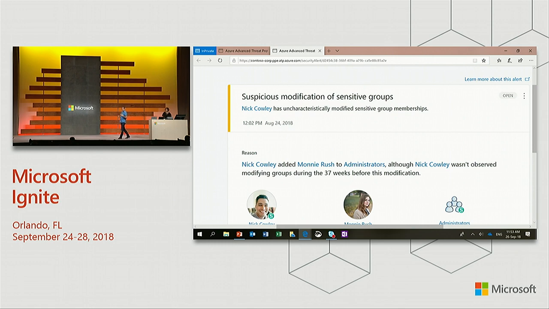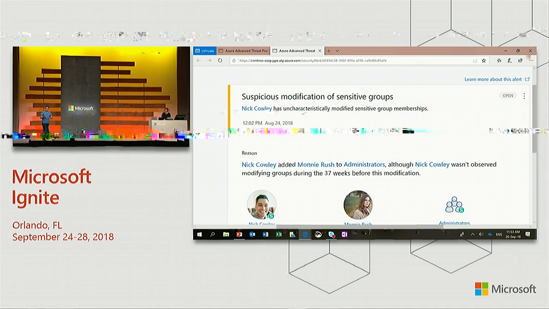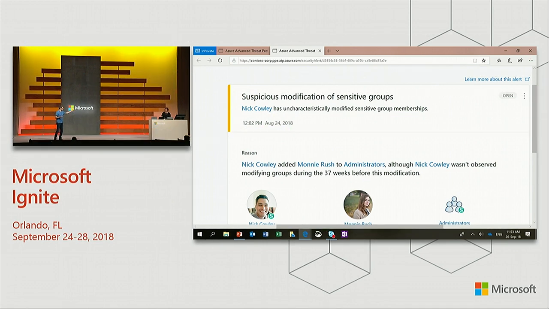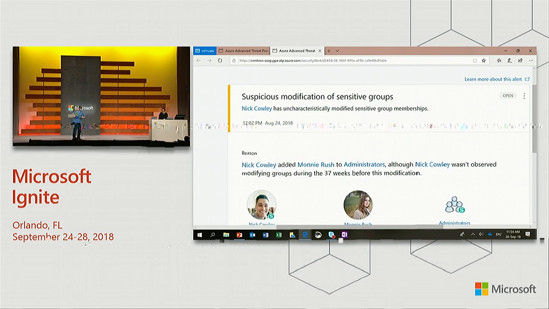Continue with sensitive modification, suspicious modification of sensitive groups. And let's understand what it means. So Astrid was saying that we are monitoring traffic on the domain controller, but we're actually monitoring by far more than that. We're trying to look at whether people's phone number, title, group membership, or manager is changing in a suspicious way.